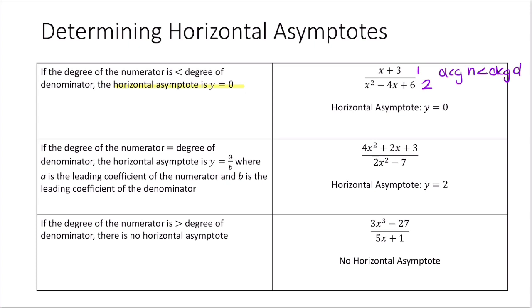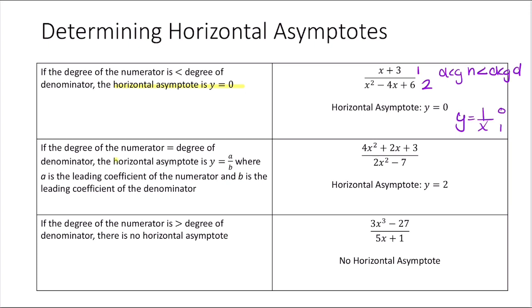So that's why when we have the parent function y equals 1 over x, the horizontal asymptote is at y equals 0, because the degree of the numerator is actually 0 because it's a constant, and the degree of the denominator is 1.